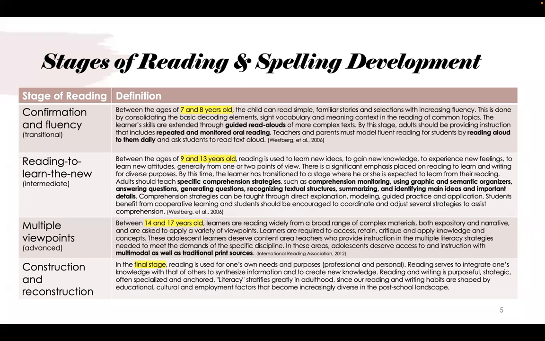So guided read alouds for your 7 and 8 year olds, first and second graders. It's first, because I have a first and second grader. So I have a 7 and 8 year old. That's exactly. Guided read alouds for more complex texts. Repeated and monitored oral reading, reading aloud to them daily, and ask students to read text aloud. Those are things that you can do for them in that transitional period.